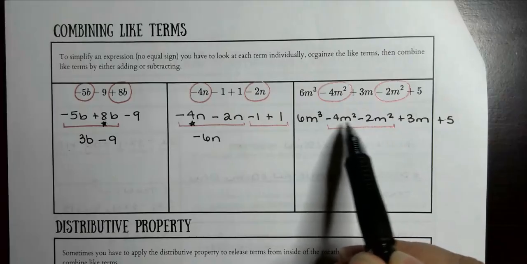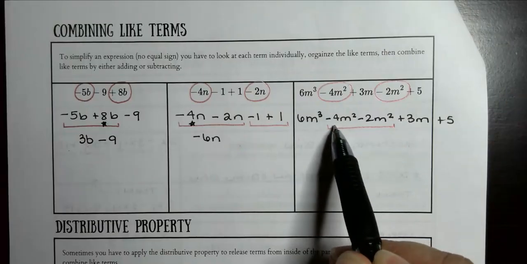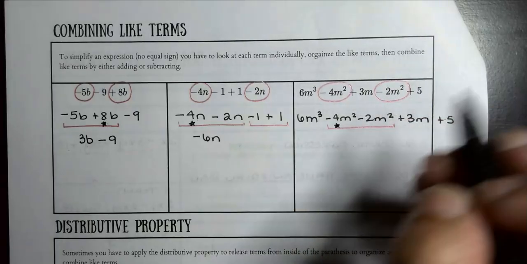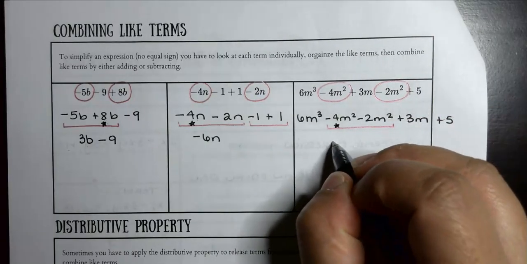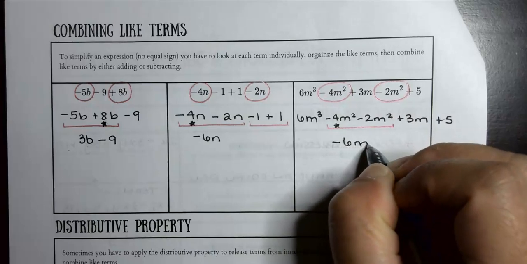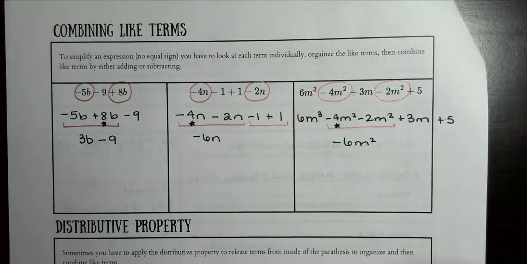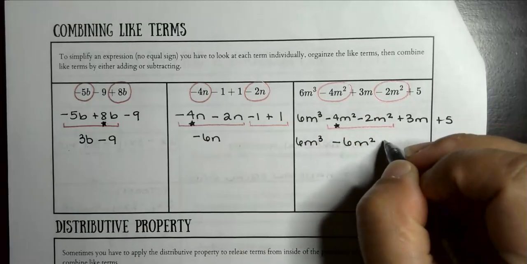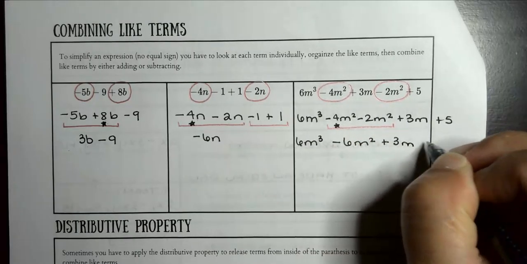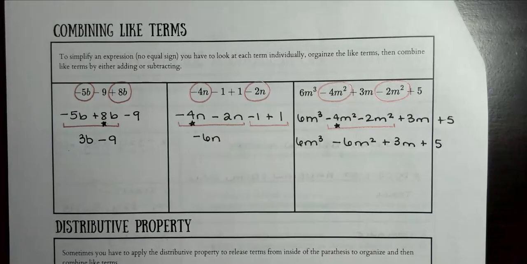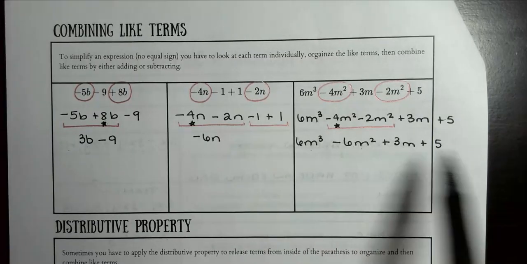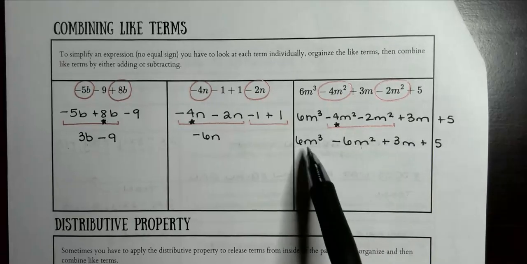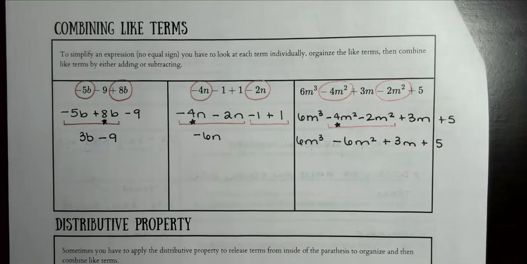So I'm going to go ahead and say the same rules. Same signs, we need to add them. And then 4 is bigger than 2, so the answer is going to be -6m squared. I'm going to bring everything else down. The 6m to the third power, the positive 3m plus 5. And even though we have multiple m's here, none of them are the same, so they cannot be combined. So your answer actually looks like this.